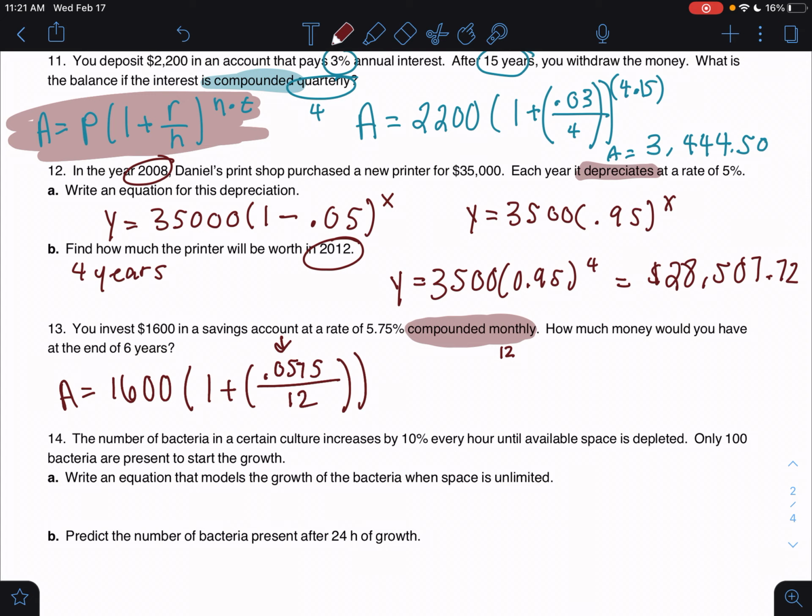And we're going to take that to the power of that time again times the number of years that we're going to be doing this. So that's 6 years. And we should get 2,257.32.